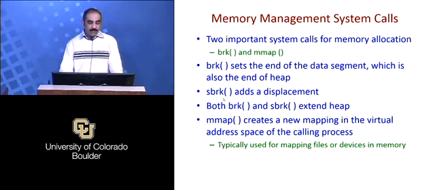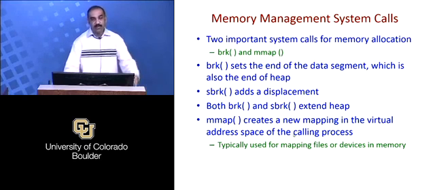sbrk basically adds a displacement. So both brk and sbrk will extend the size of your heap in your program. mmap basically creates a new mapping in the virtual address space for the calling process.